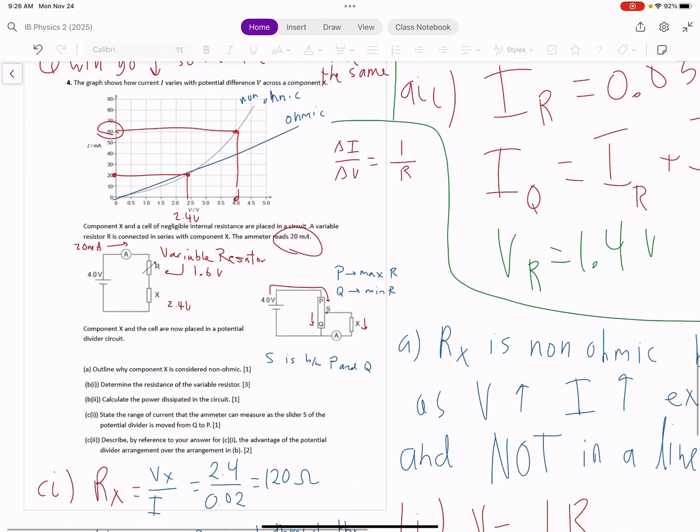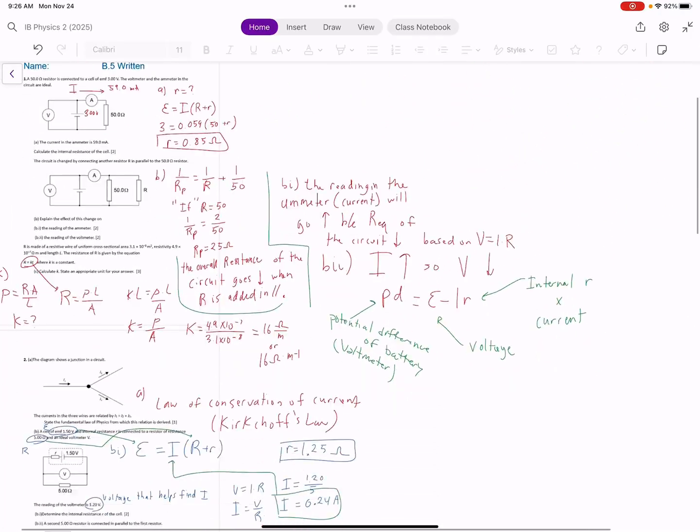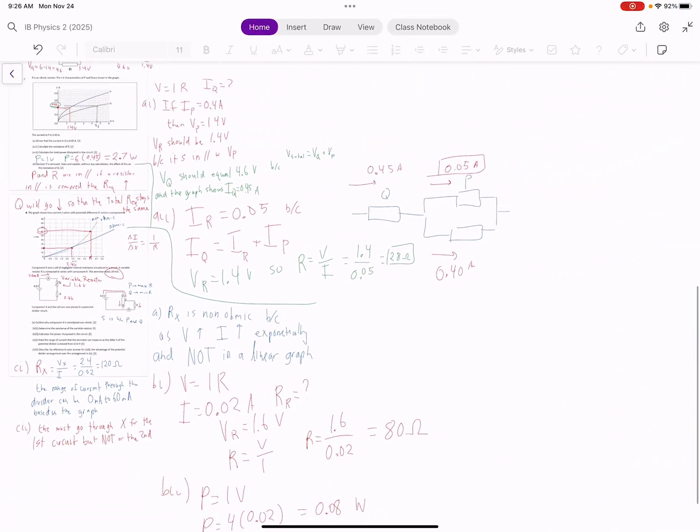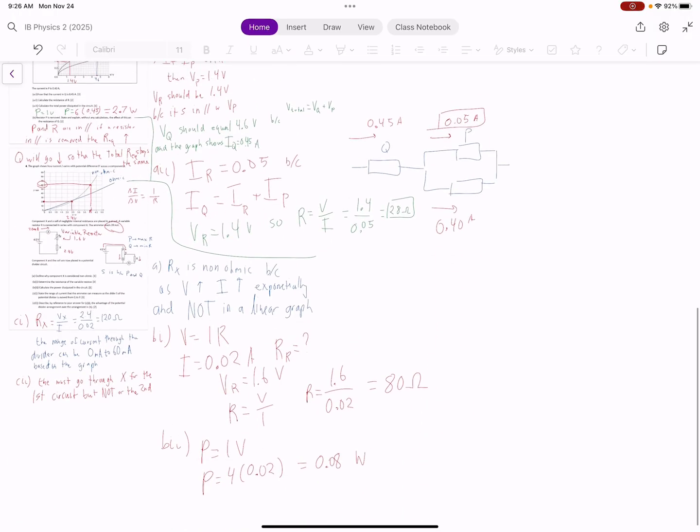So of these 4 questions, we're going to basically pick 2 of them for the exam. Definitely one with internal resistance and definitely one without.